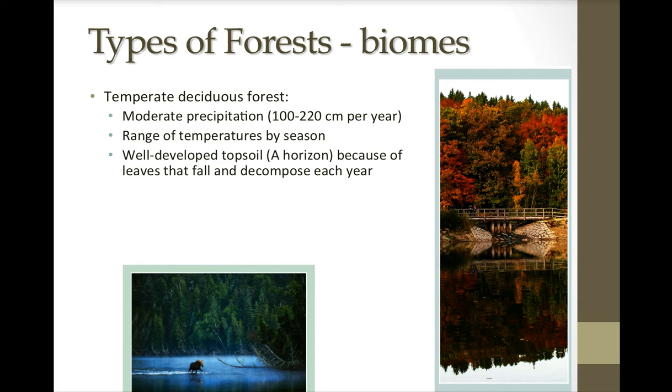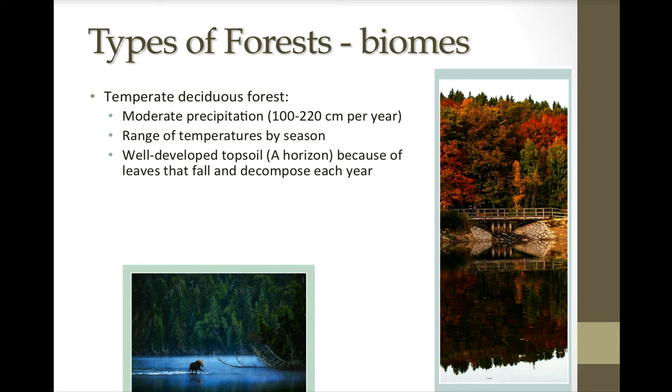Now, deciduous forests, temperate deciduous forests, receive moderate precipitation between 100 and 220 centimeters per year, and the temperatures vary by the season. So warm in the summer, cold in the winter. Oftentimes in the winter, actually, the trees lose all of their leaves, and we end up with snow.